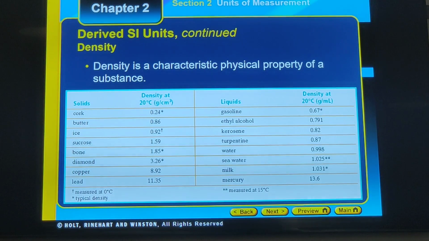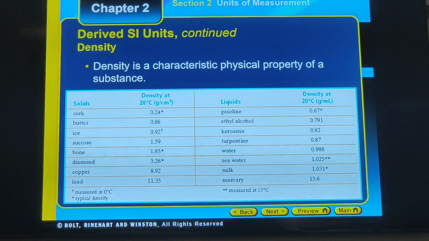Now, notice that ice is slightly less dense than water. Lead has a density of 11 times that of water. In other words, a cubic centimeter of lead would weigh 11 times as much as the same amount of water. Or mercury is almost 14 times as heavy as the same amount of water. But there are a lot of things that are less dense.